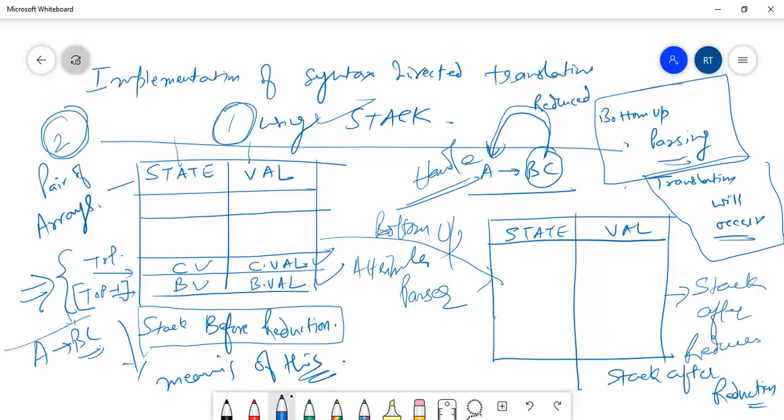So this is my production rule, A tends to BC. BC will directly get replaced by this non-terminal on the left hand side, and we are only left with A here and its corresponding value A.val. So this is on the top of the stack. This is the way we are working with our implementation of syntax directed translations. We have a stack, it consists of a pair of arrays, one is state and the other is value.